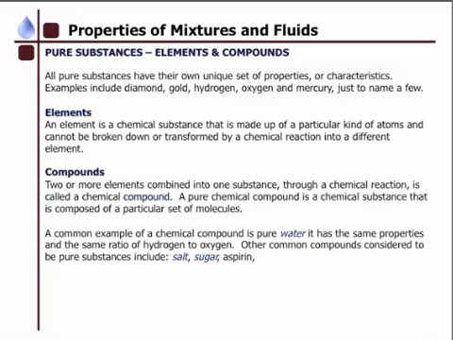Compounds, though, contain two or more elements combined into one pure substance through a chemical reaction, and it is then called a compound. A pure chemical compound is a chemical substance that is composed of a particular set of molecules. And a common example of this is pure water. It has the same properties and has the same ratio of hydrogen to oxygen. Whereas other common compounds to be considered pure substances include salt, sugar, and aspirin.